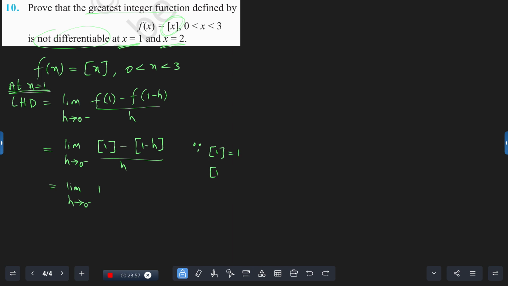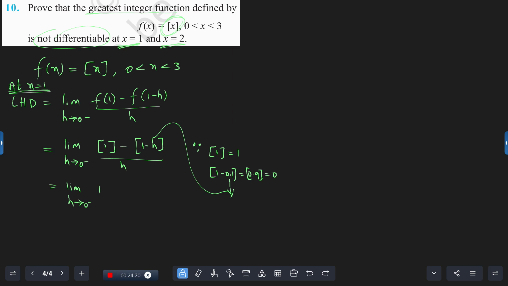So if I subtract anything from 1, now suppose 0.1, if I subtract, what does it mean? 0.9. What is the greatest integer of 0.9? 0. So h is 0.1, approximately I am giving, not exactly 0.1. It will be something else.